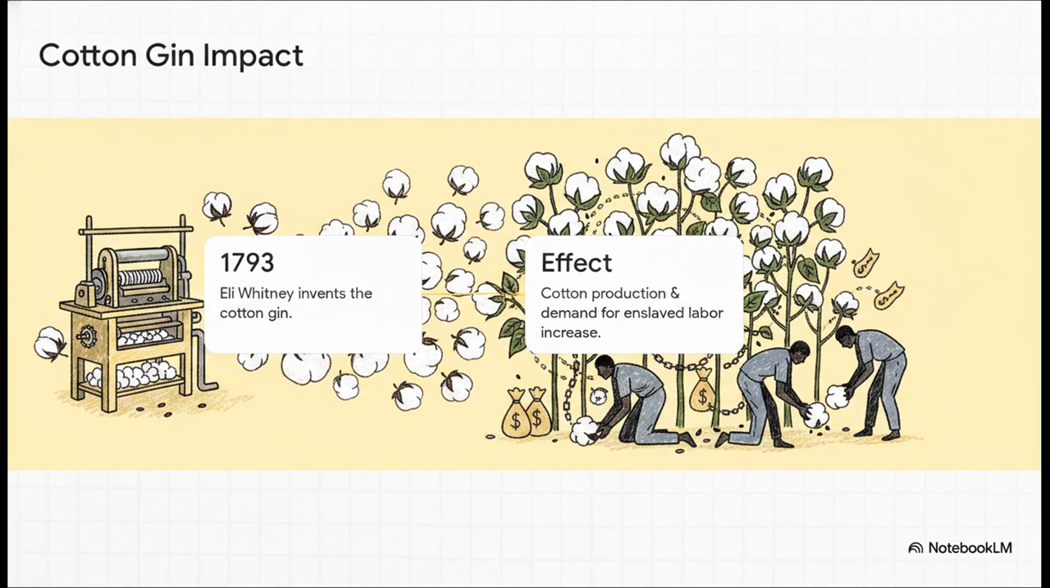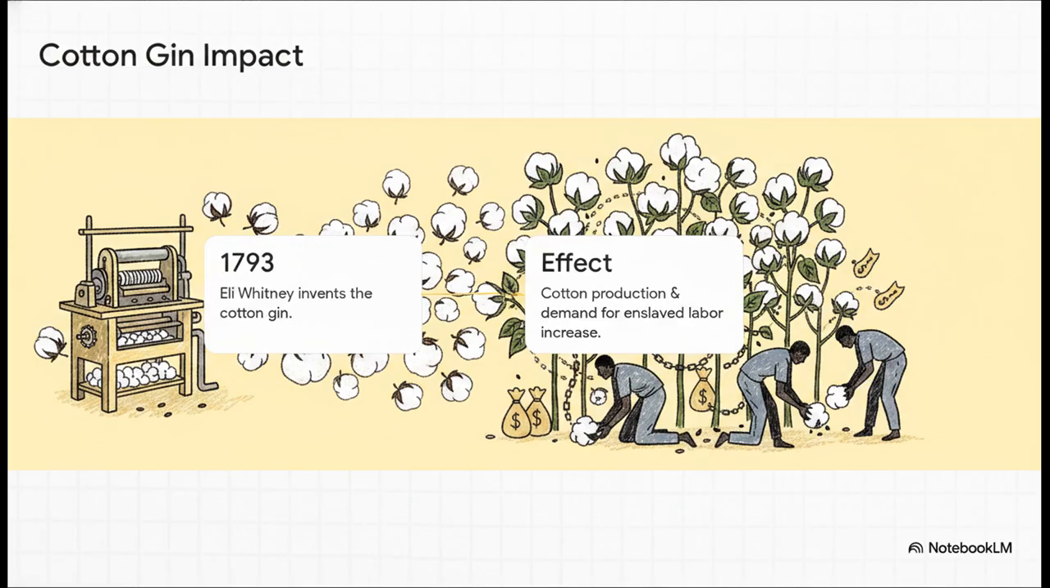Let's look at a really profound example of this chain reaction. Step 1. The cause. In 1793, Eli Whitney invents the cotton gin, which is a machine that quickly separates cotton fibers from their seeds. Okay, so step 2, the effect. Cotton production skyrockets. But tragically, because processing cotton was suddenly so fast and so wildly profitable, the demand for enslaved labor to pick that cotton also skyrocketed right along with it. One single invention, the cause, multiplied the brutal expansion of slavery, the effect.